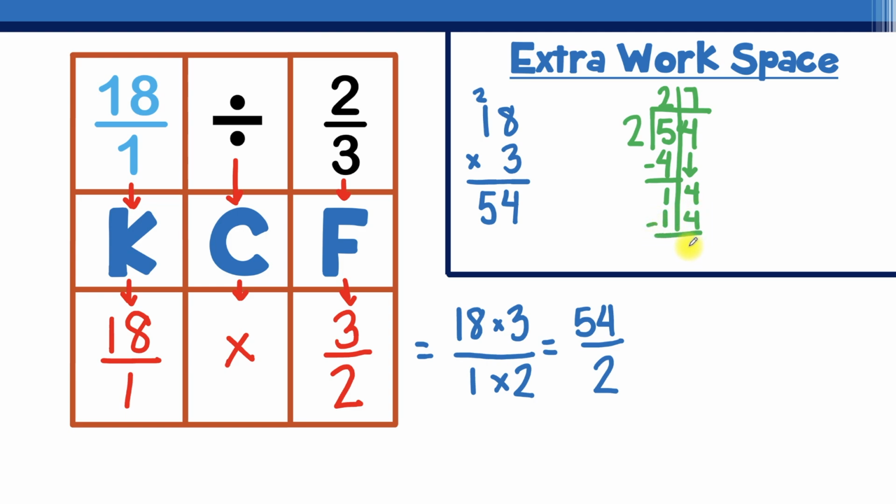When I subtract that, I get 0, and I've gone to my last place value, so I know that we're done here. And our final answer is going to be 27. So we'll put that here, and we can say the quotient of 18 over 1 divided by 2 over 3 is equal to 27.